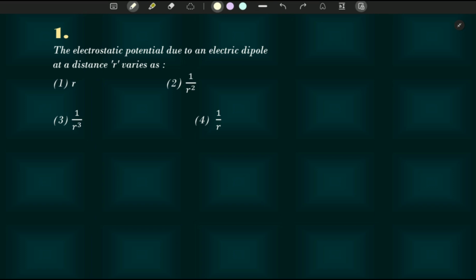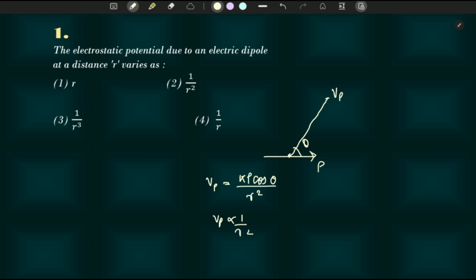The electrostatic potential due to an electric dipole at a distance r varies as. So we know if the dipole is in this direction P and we need to find the potential at any point. Suppose this is the point, Vp. This Vp is equal to kP cos theta by r square, where theta is this angle. So I can see that Vp is proportional to 1 by r square. So option 2 is the correct answer to our question.